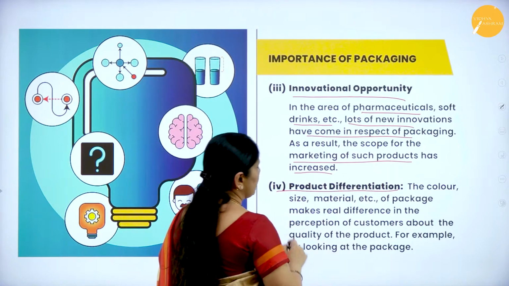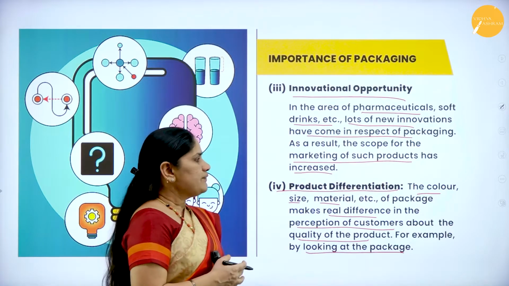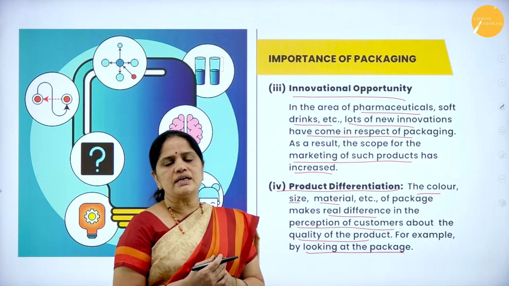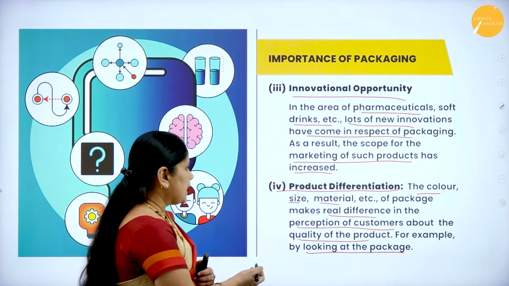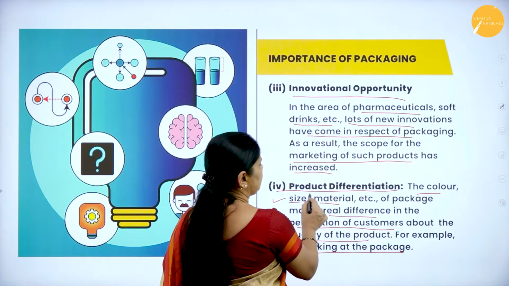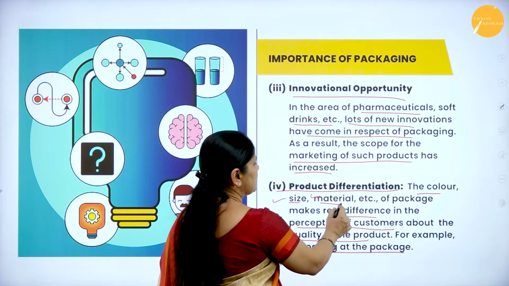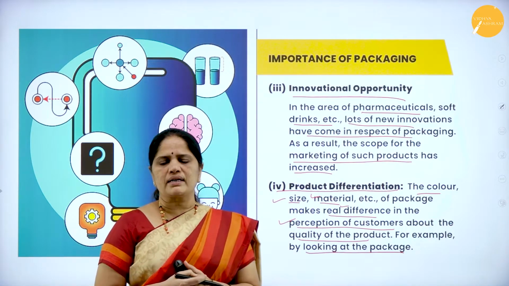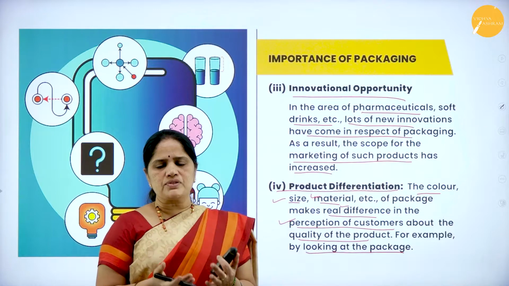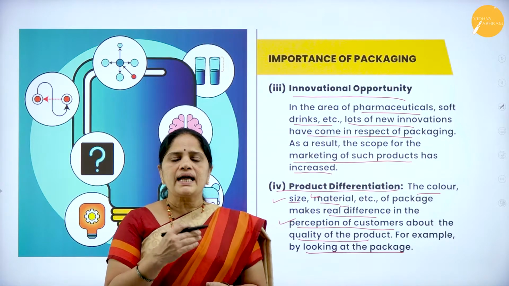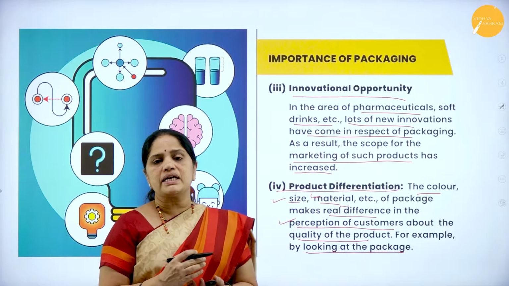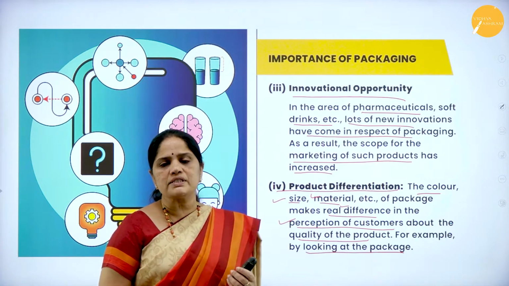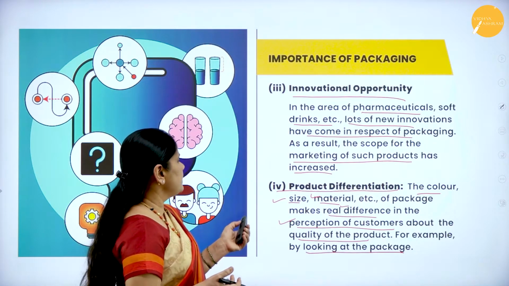product differentiation. In product differentiation, we can know the difference by the packaging in which the product is coming, like the color of the package, the size, the material, etc. It makes the real difference in the perception of the customers about the quality of the product. Suppose, for example, the paint or the hair oil: the type of package in which it comes will decide the quality of that product. So, in other words, packaging helps in product differentiation.